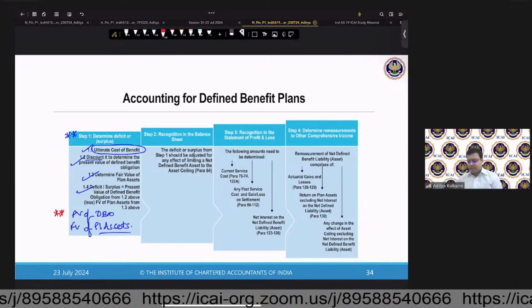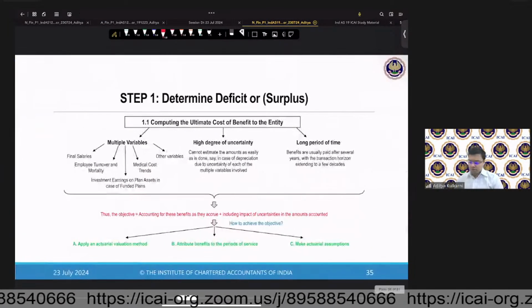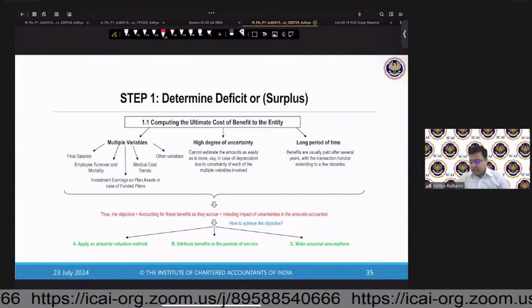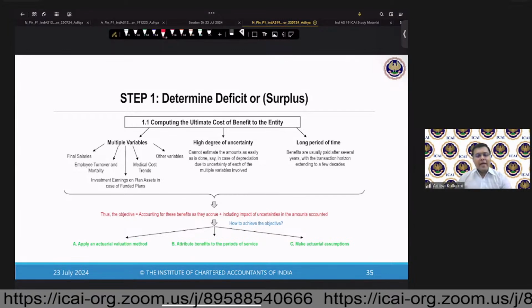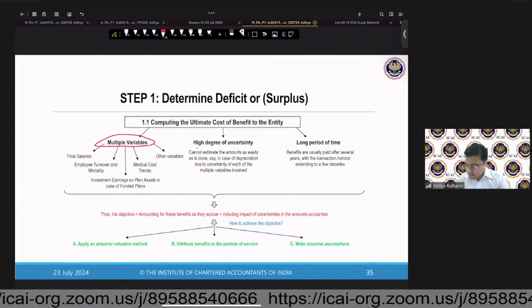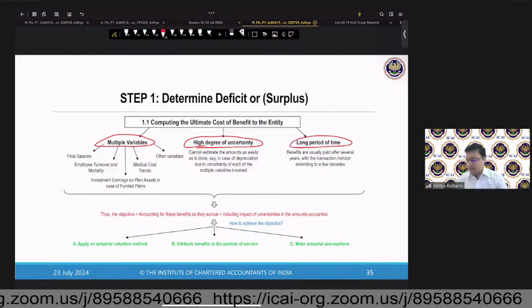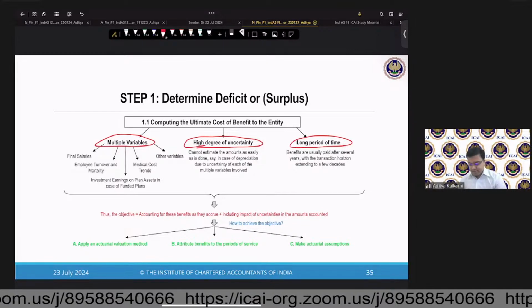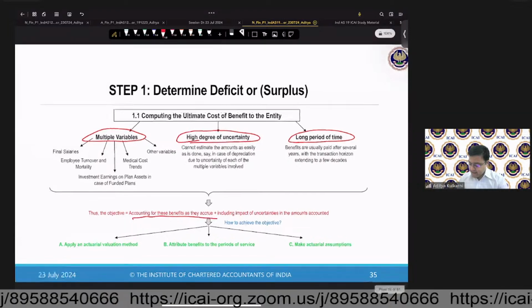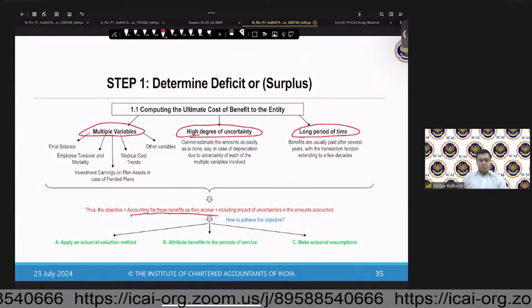Is it okay? Yes. Any doubts so far? Any doubts? No doubts? Okay. All right. So now coming to ultimate cost of benefit. Why is it difficult? There are multiple variables. Number one, there is a high degree of uncertainty. Number two, it is a long period of time. Number three, the objective is accounting the benefits as they accrue. As they accrue. So how do we achieve this objective?